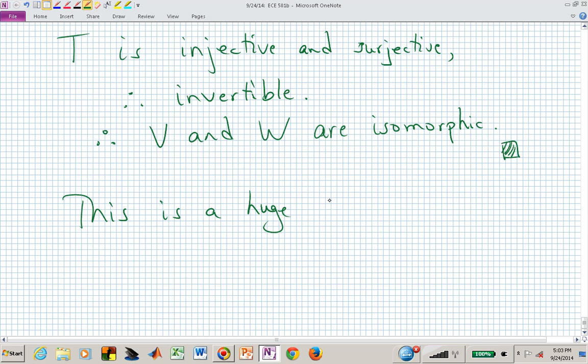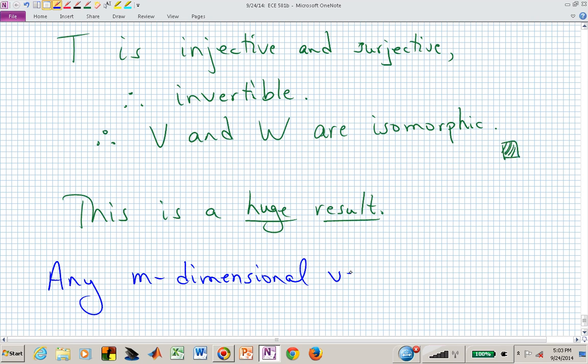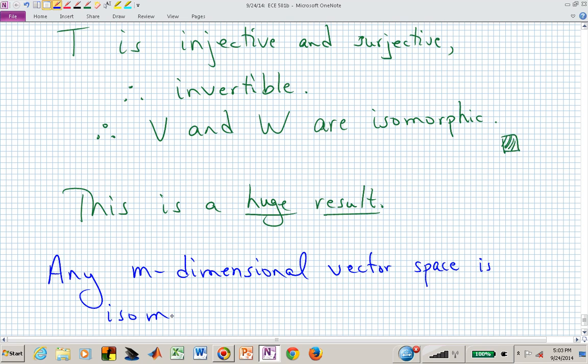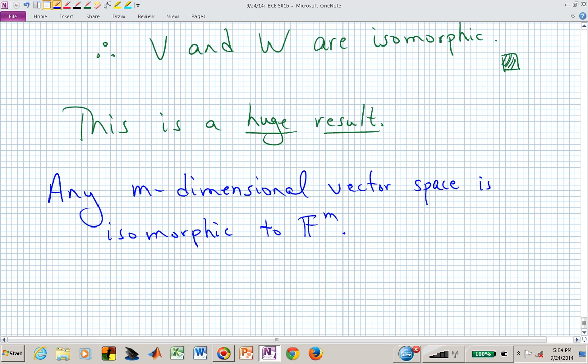And this is a big result. That says really that any m-dimensional vector space is isomorphic, or has the same properties, to, let's say, this m-dimensional vector space R to the m, for example, or C to the n. Yes?